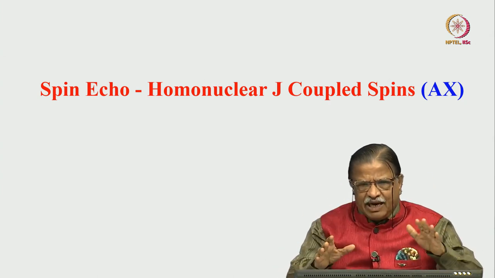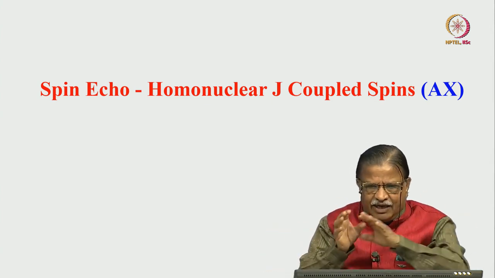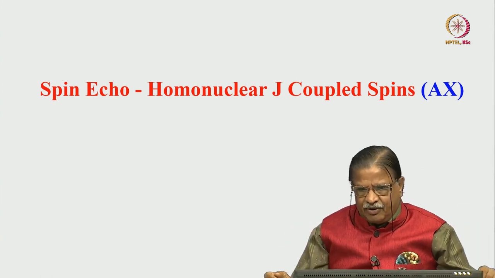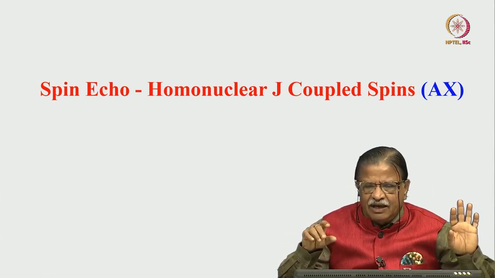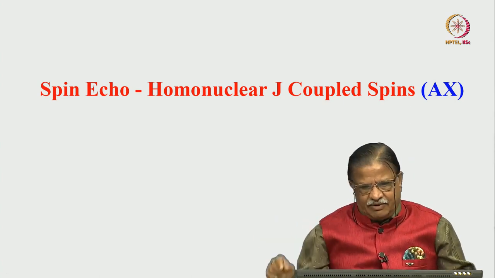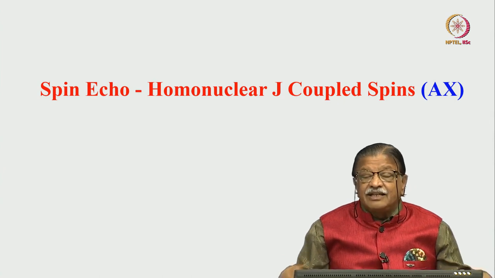Spin echo is just a simple 90, tau, 180, tau sequence. It could be 90, tau, and then any other angle; if there is any other angle, it is called an echo. The first discovery of spin echo was a 90, tau, 90, tau sequence. Both the delays were equal. And this is called time reversal.